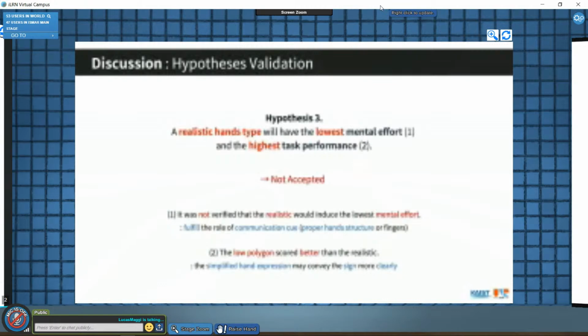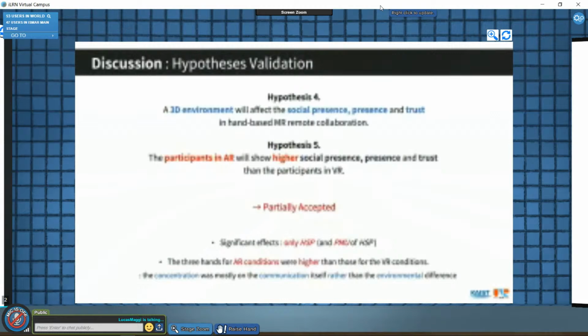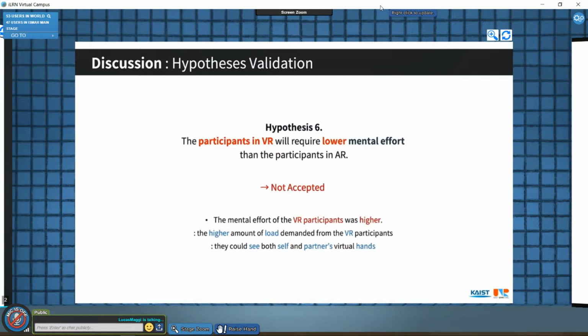We partially supported H4 because only the hand type's social presence and the ones of scale have significant effects on the environment. Three virtual hands under the AR conditions were higher than those for the VR conditions, and thus the fifth hypothesis was also partially accepted. The possible reason for no differences in the other values is the participants' concentration was mostly on the communication itself rather than the effect of the environmental difference. We found a significant effect of the environment on mental effort, but the results showed the opposite way. It seems to be related to our observation that the different amounts of load demanded particularly more from the VR participants, as I mentioned earlier.